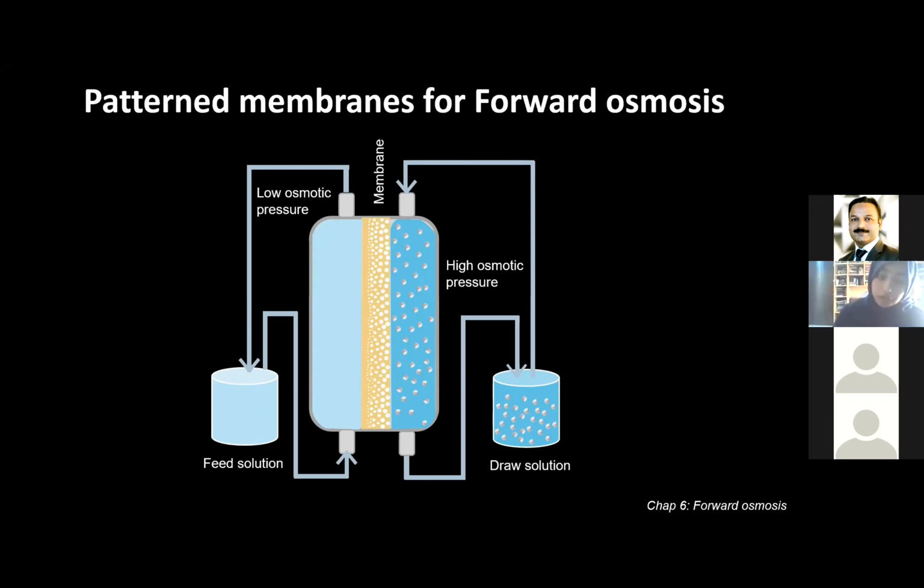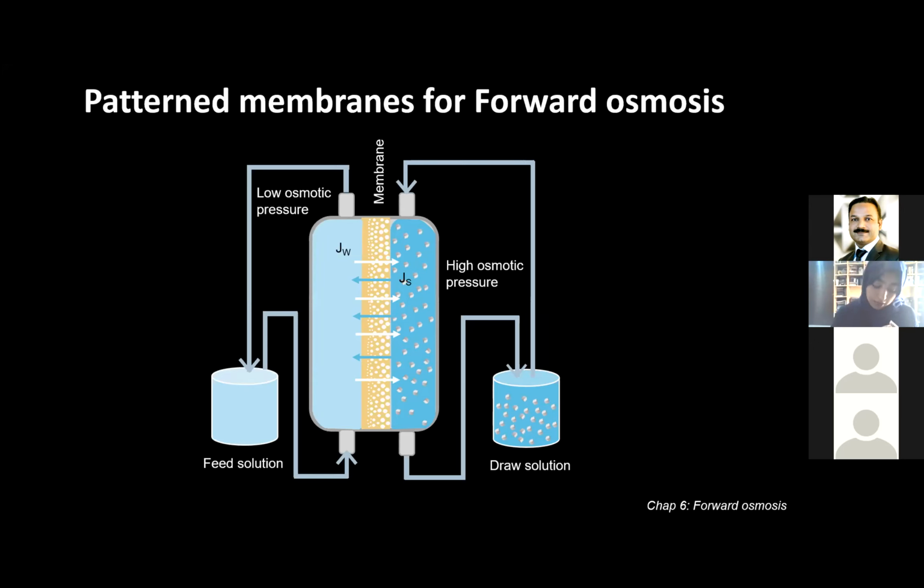Giving a short introduction: when a membrane comes in contact with the draw solution with the high osmotic pressure and a feed solution side with low osmotic pressure, water gets transported from the feed side to the draw solution side to balance out. But due to this, some of the salt also passes from the draw side to the feed side, which should be kept as minimum as possible, and it is known as reverse salt flux.